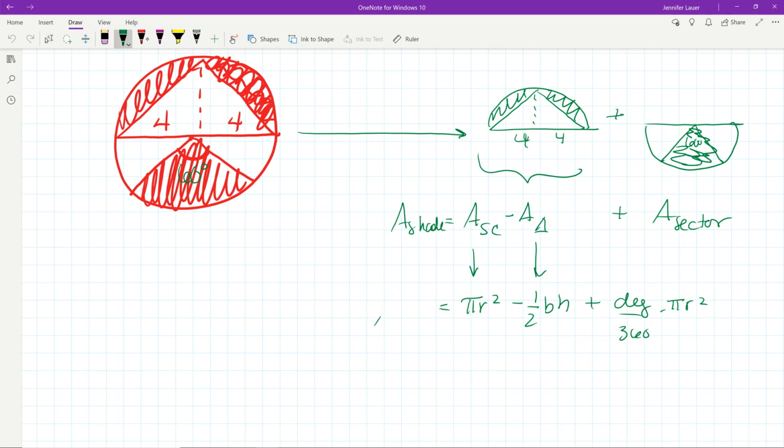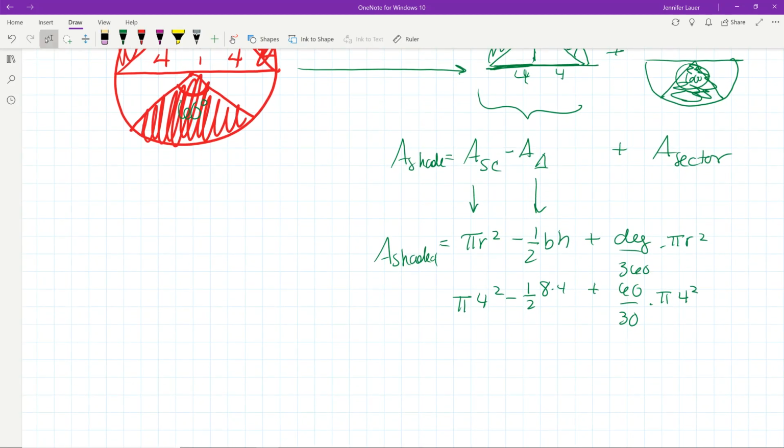So let's go ahead and put in our numbers. The radius here, remember, it's halfway across the circle, is 4. The base of the triangle is this whole thing, and that's 8. Now don't let the height confuse you. It's going to be the same thing because it's a radius. So that's times 4. The degree we're dealing with is 60 over 360. And again, we know the radius because we've used it.